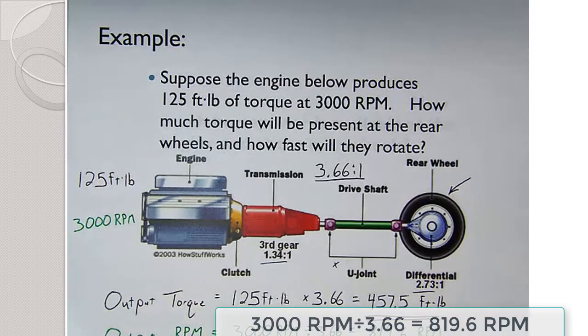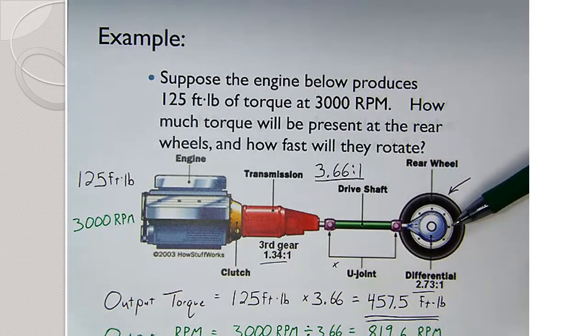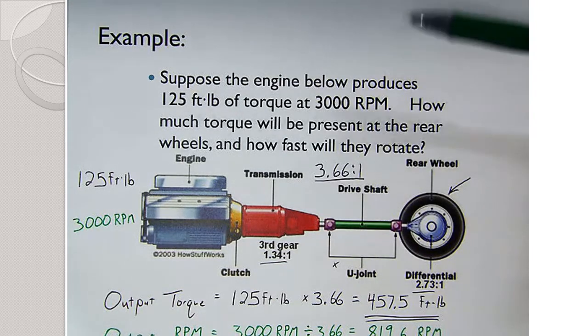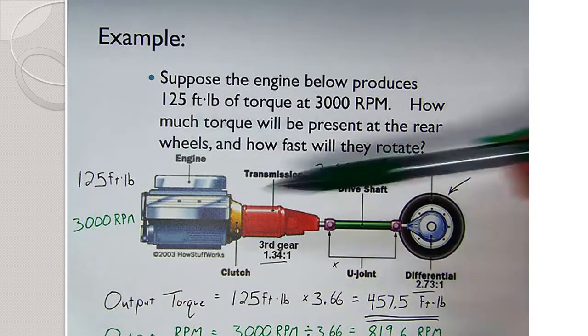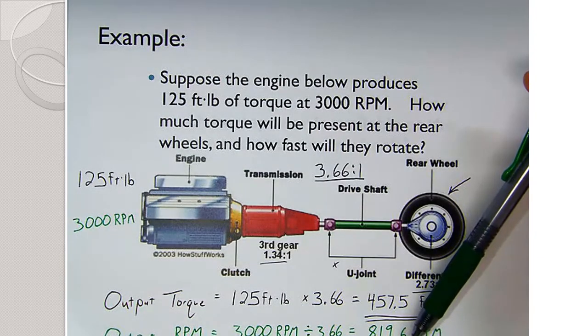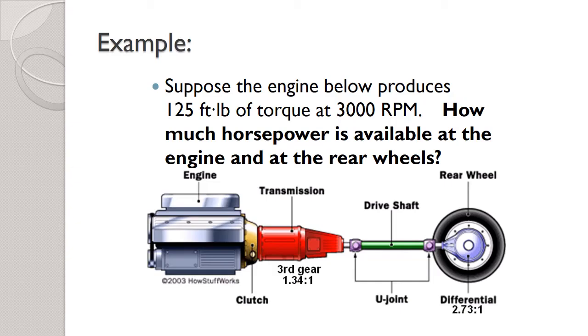And we're done. So the thing I want you to notice here is because of our third gear and our overall drive ratio of 3.66, our torque went up from 125 up to 457, but our RPMs went down. We made a trade-off there, and that's what gears do. But here's the important fact. How much horsepower is available at the engine and at the rear wheels? That's going to require one more calculation.